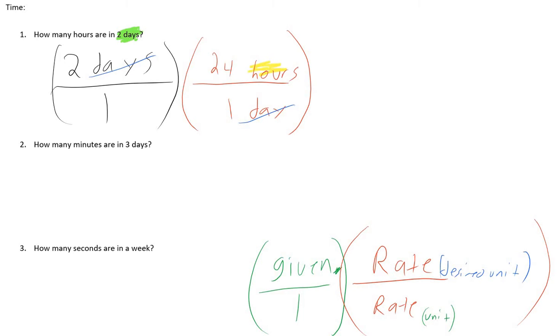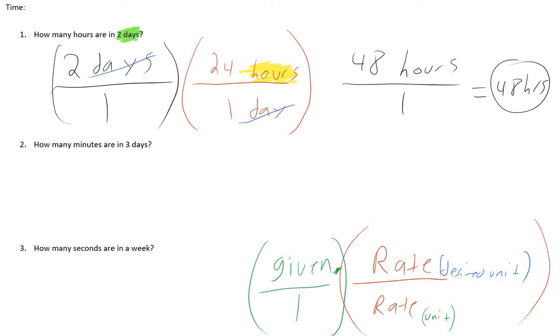And so that tells us that we're actually done. All we have to do is finish multiplying our numerators, which is going to be 48, and what we're left with is hours over 1, which is simply 48 hours. And that way you're done.